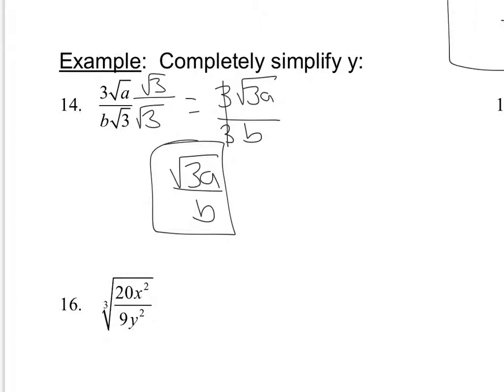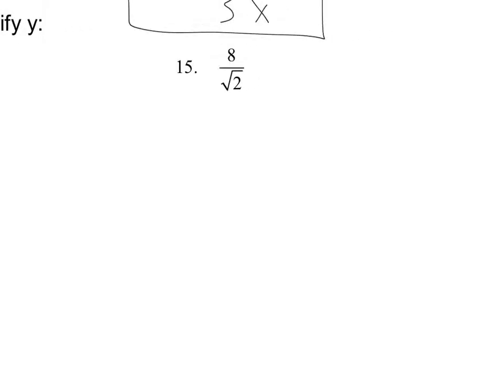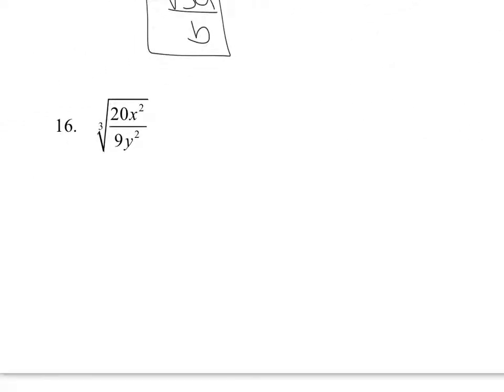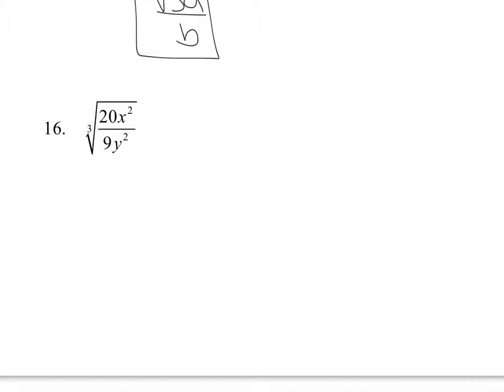Okay? So again, not allowed to have a square root in the denominator, so you go square root 2 over square root 2. So I have 8 square root 2 over 2, which is 4 square root 2. So hopefully we're seeing what we need to do here. Now cube roots, you can't have cube roots either, okay? Now this is where it gets a little tricky. So watch what I do here.